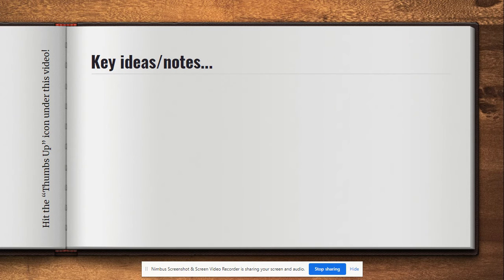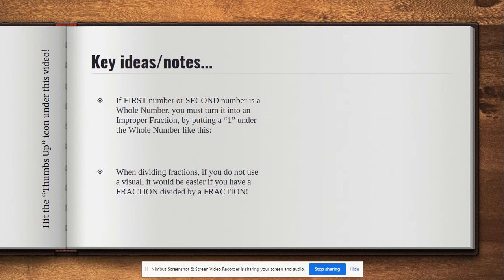Some key notes and some key ideas that we should know when it comes to dividing fractions. If your first number or the second number is a whole number, you must turn it into an improper fraction. And how you do that, you simply put a 1 under the whole number, like so. So there we see a whole number of 4. In order to turn that into a fraction, we get 4 over 1. Now, when dividing fractions, if you do not use a visual, it definitely is easier to remember that you need a fraction divided by a fraction.